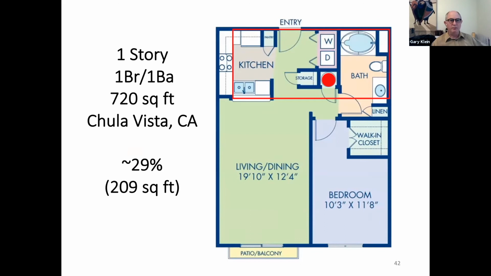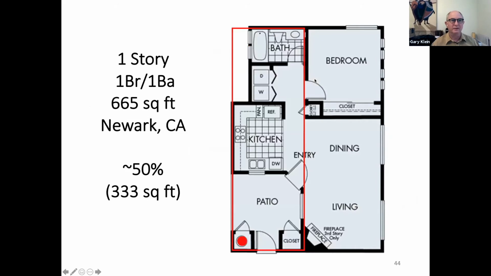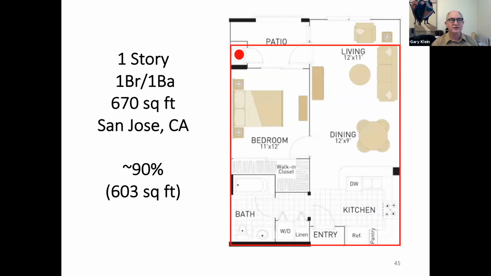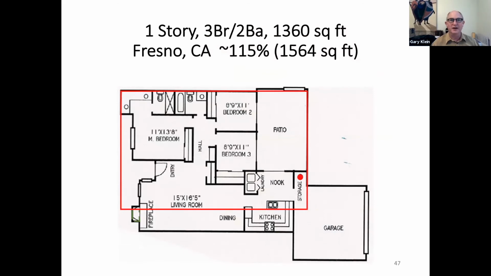All right, so now we're on multifamily. This one's pretty good. It's 29%. The bounded area is pretty close. That's a pretty compact plan. It's only 1 bathroom, 1 laundry room, and a kitchen, but still, it's 29%. 33%, 50%. That's one of the better ones, right? This is 90% and 99% and 115%. So you can make apartment buildings just as bad proportionally as single family detached. Go for it, folks.